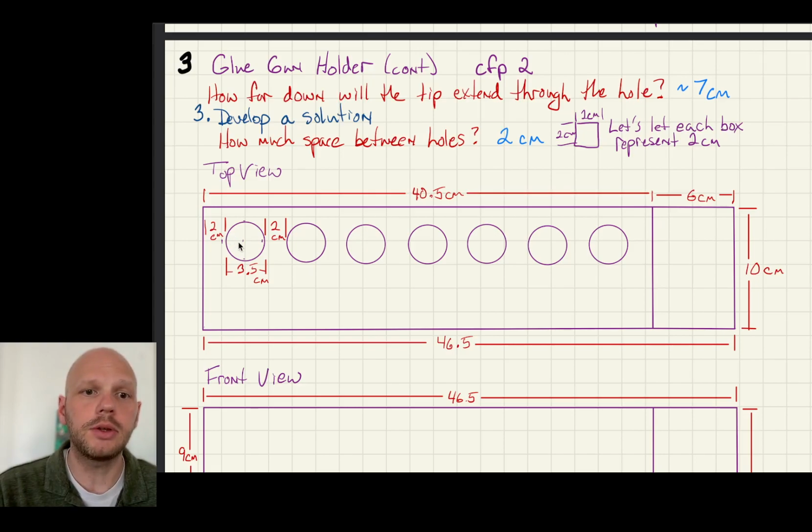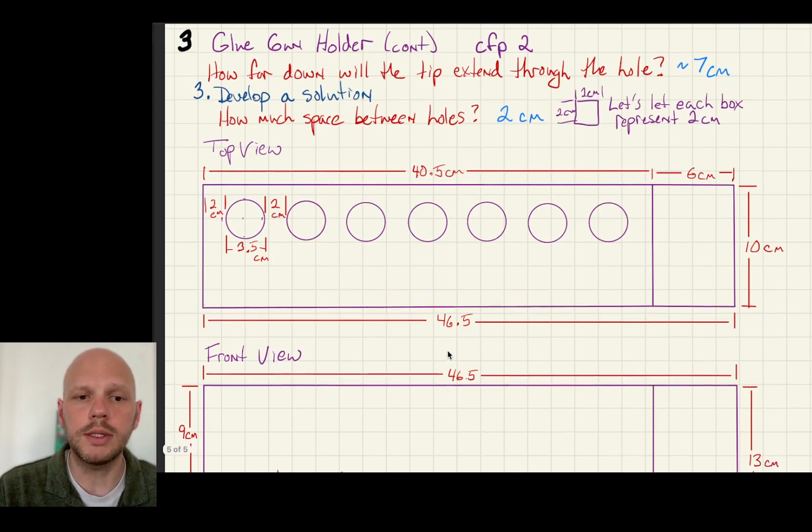I took 3.5 times 7 and then added in 1, 2, 3, 4, 5, 6 spaces plus 2 more. So 6 times 2 is 12 plus 2 more is 16. So 16 plus 3.5 times 7 gave me 40.5 centimeters, plus 6 centimeters gives me a total length of 46.5 centimeters.